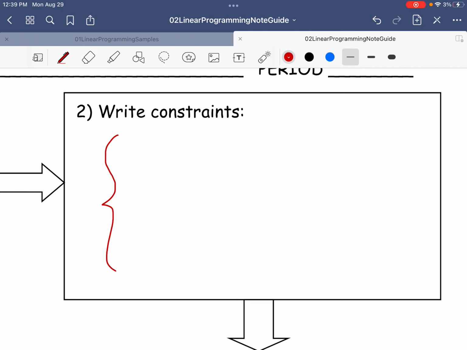Now, unless otherwise stated, all linear programming problems will contain what's called an assumed constraint. Assumed that X and Y cannot be negative. And since they can't be negative, we'll say that they have to be greater than or equal to 0. All this is saying is that we're not going to have any negative phones.